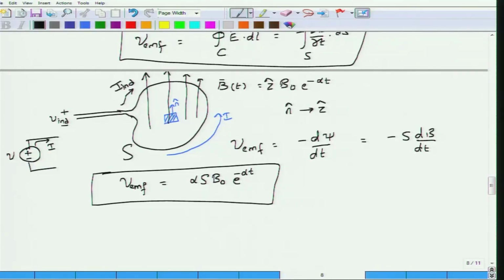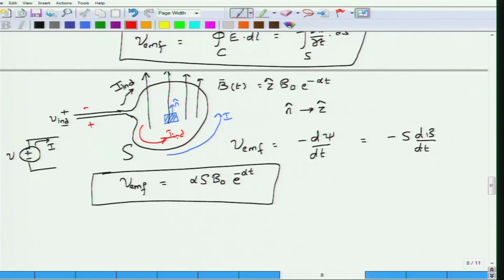Now with this EMF, what should be the direction of the current? If I take the direction of the current to be along I, the terminals for the induced voltage would have been reversed, correct? If the induced current leaves the positive terminal, then the induced voltage would be in this polarity. The bottom one would have the plus sign and the upper part of the conductor would have the minus sign, and the induced current would have been in this direction.